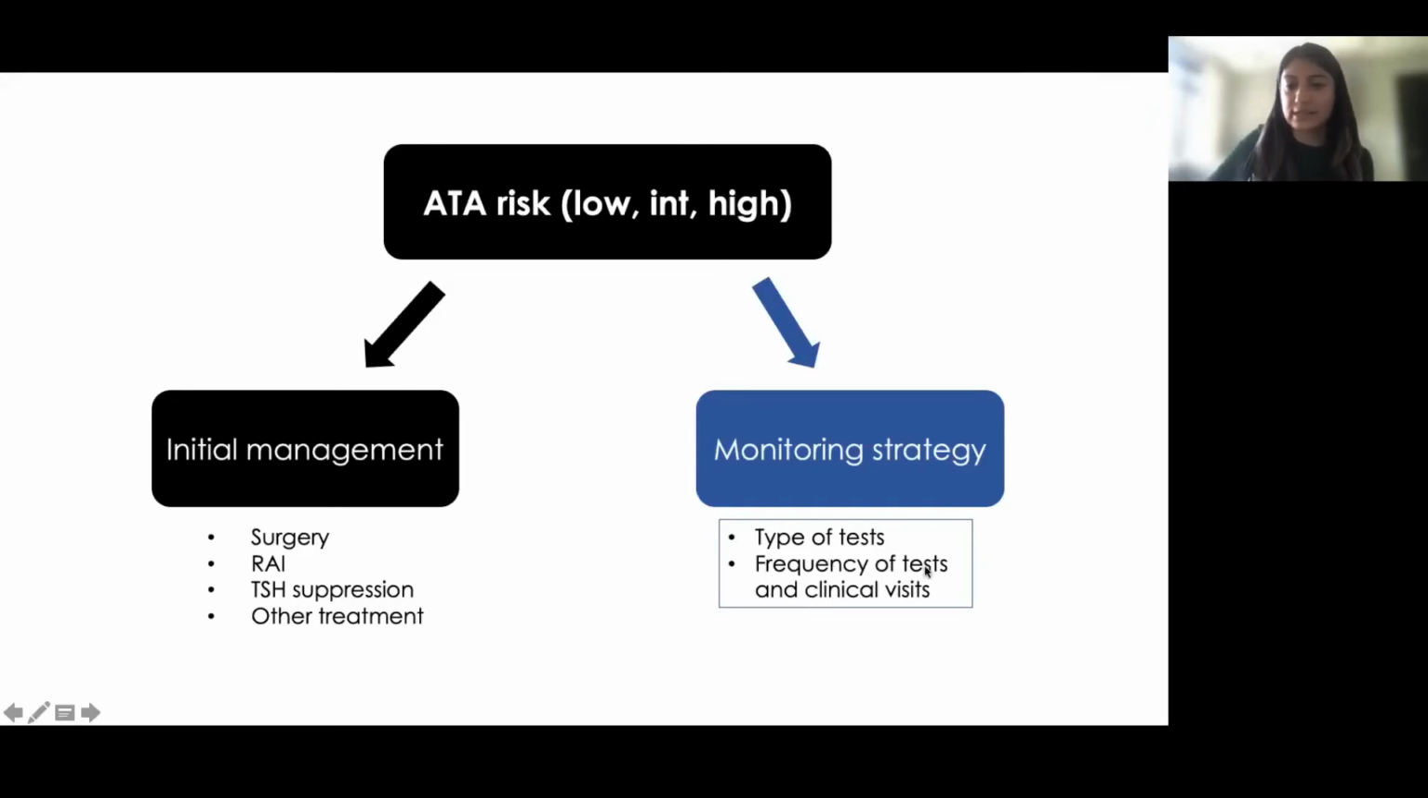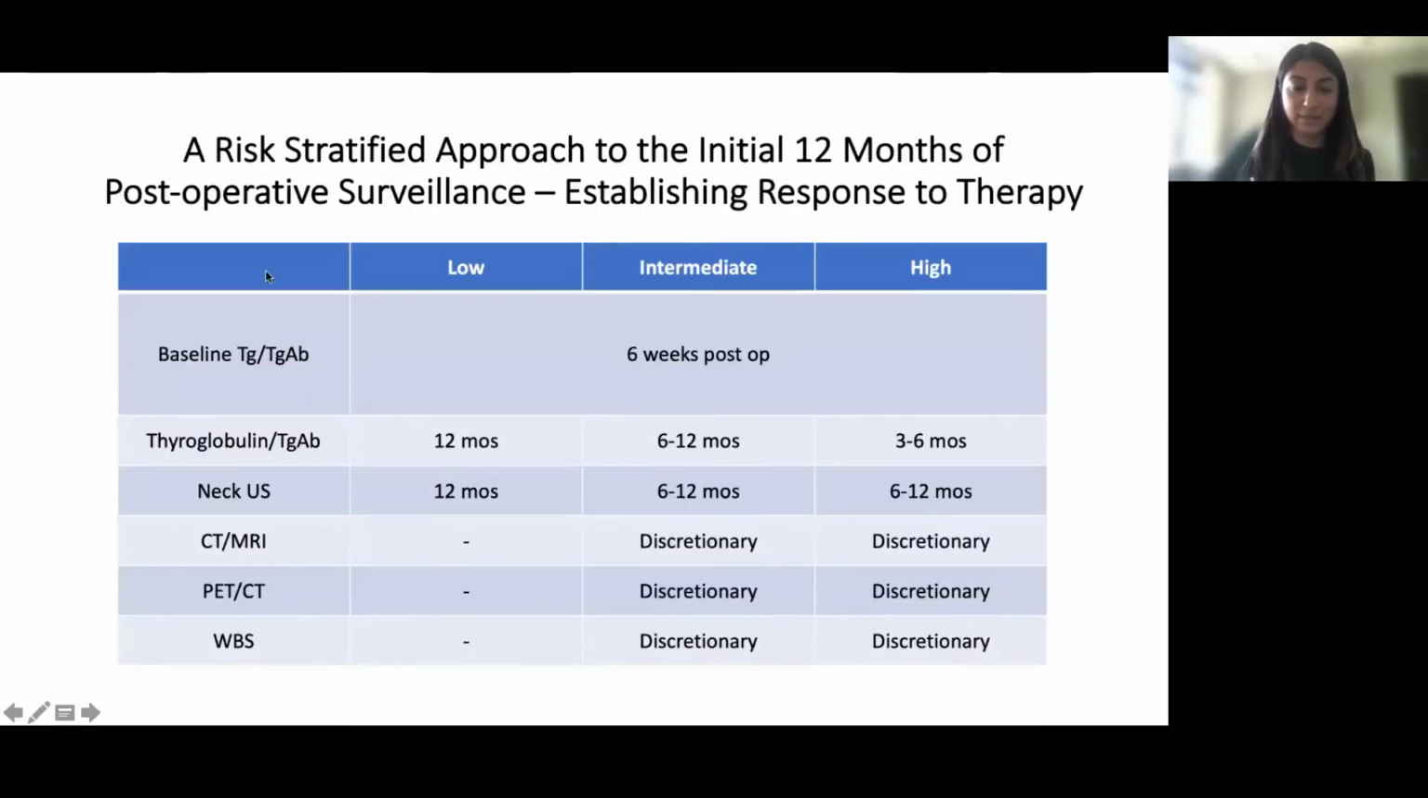And the clinical visits. So all of that is modified based first on the low, intermediate, and high, and then second on the response to therapy. The response to therapy was what we talked about with the tumor marker and the ultrasound. So I'll show what that means in this table. So again, let's go down the columns because I know these tables have a lot of information.